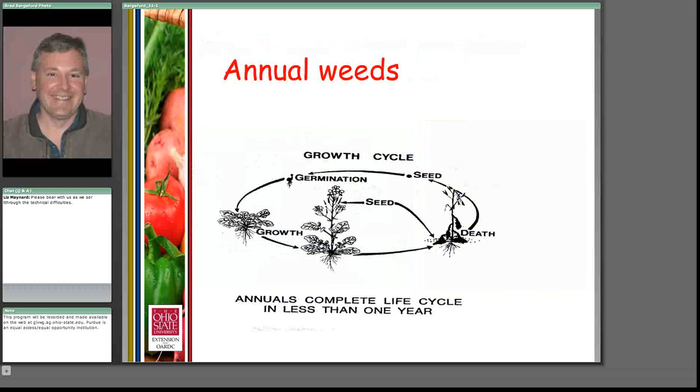Annual weeds, as we all know, are the ones that complete their life cycle in 1 year or less, but we mentioned some of those others like mare's tail and so forth. They can go through several generations of population all in a 12-month period. But usually annual weeds complete their life cycle in 1 year or less, and usually reproduce by seed.